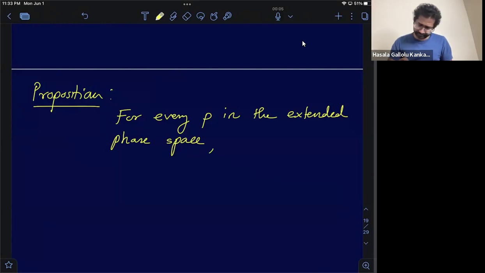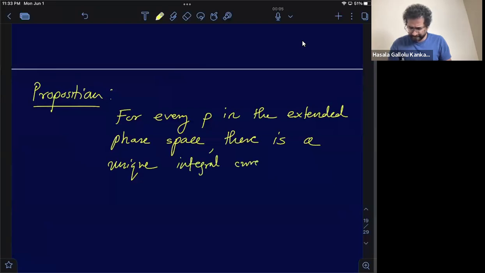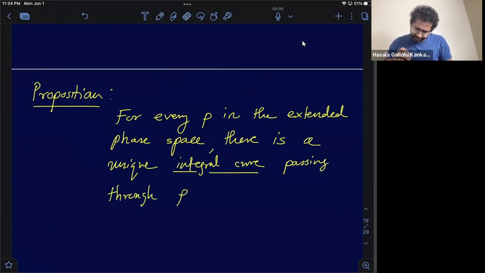So then we are going to say, for every P in the extended phase space, there is a unique integral curve passing through that point P.